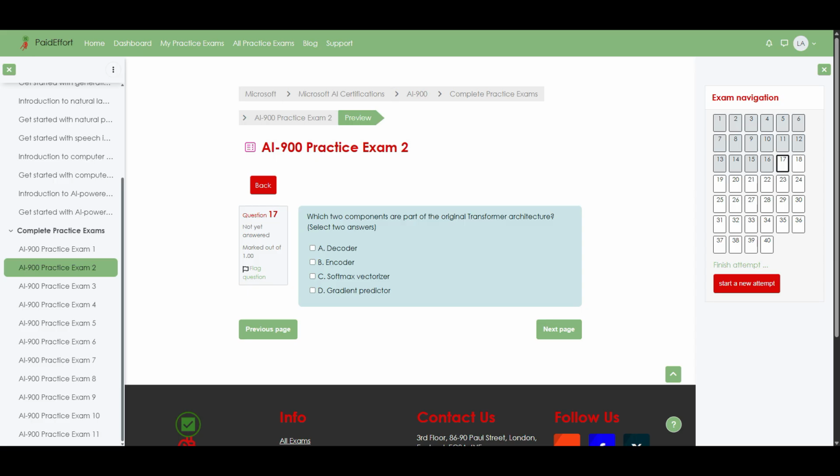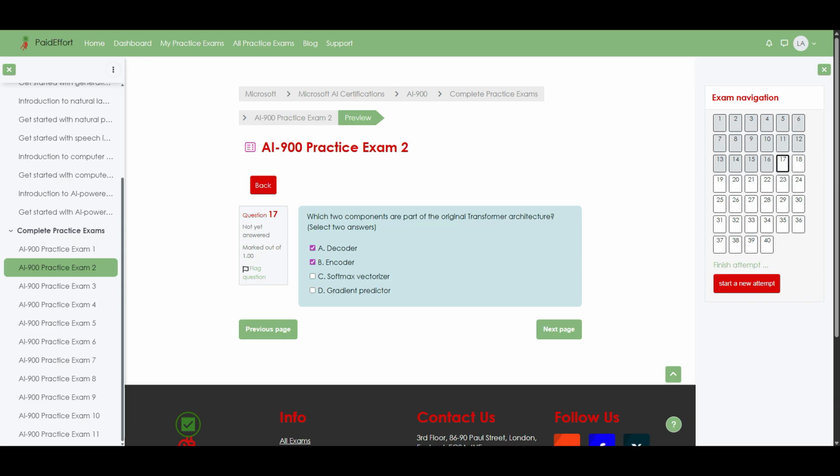Which two components are part of the original transformer architecture? Select two answers. A. Decoder, B. Encoder, C. Softmax vectorizer, D. Gradient predictor. The correct answers are A. Decoder, B. Encoder. Let's go through why these two are correct.